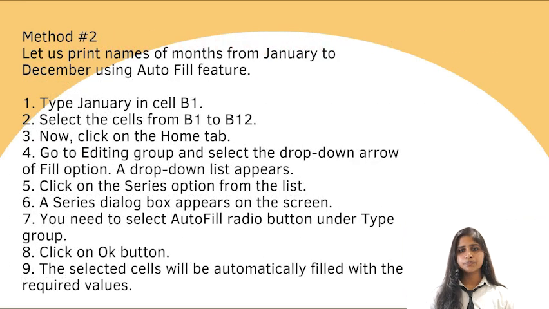Coming to method 2, let us print the names of months from January to December using the autofill feature. First of all, type January in cell B1, then select the cells from B1 to B12. Now click on the Home tab, go to the Editing group and select the drop down arrow of the Fill option. A drop down list appears. Click on the Series option from the list. A Series dialog box appears on the screen. You need to select the AutoFill radio button under the Type group. Click on the OK button. Finally, the selected cells will be automatically filled with the required values.